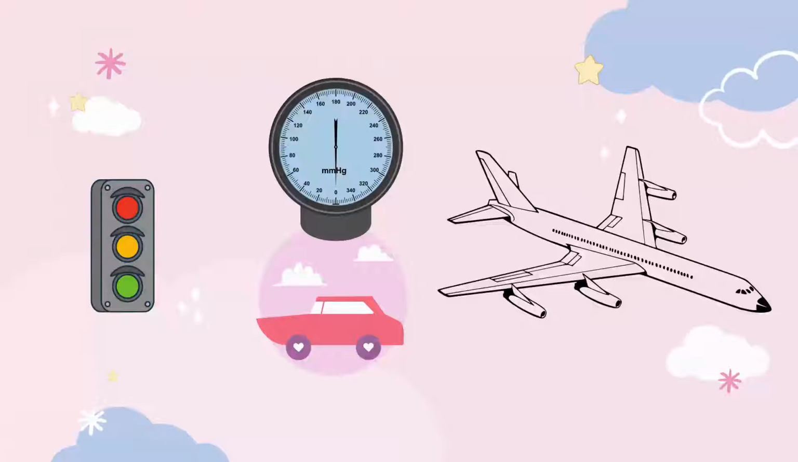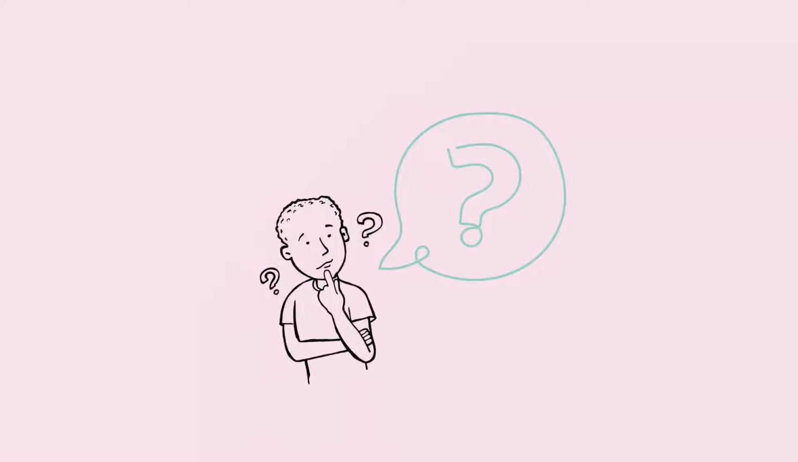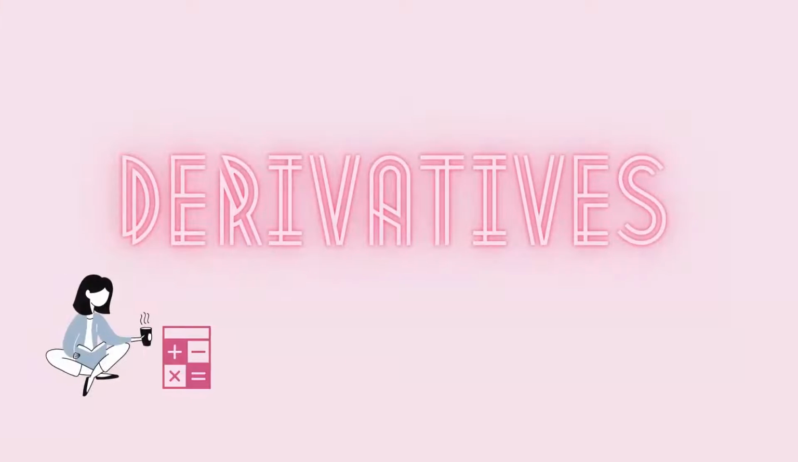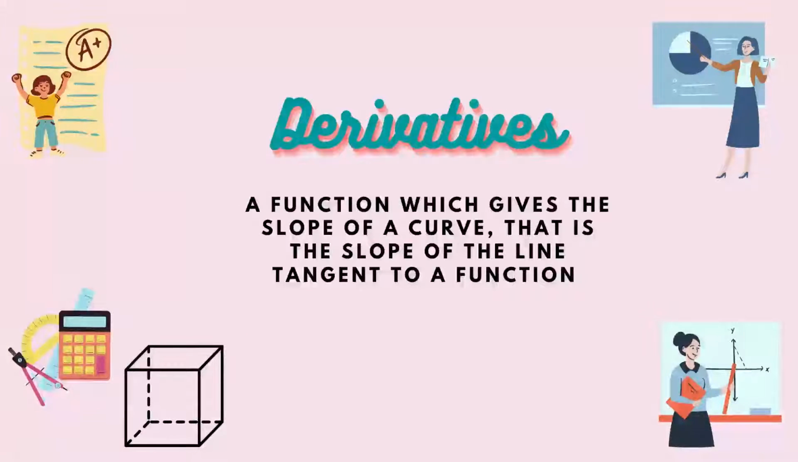The ordinary objects you see, the stoplight, pedometers, airplanes, these all have something similar. Guess what? It's the application of the calculus topic, derivatives. But what are derivatives? A derivative is the function which gives the slope of a curve, that is, the slope of the line tangent to a function. Maybe the definition is quite confusing, so let me show you another example.